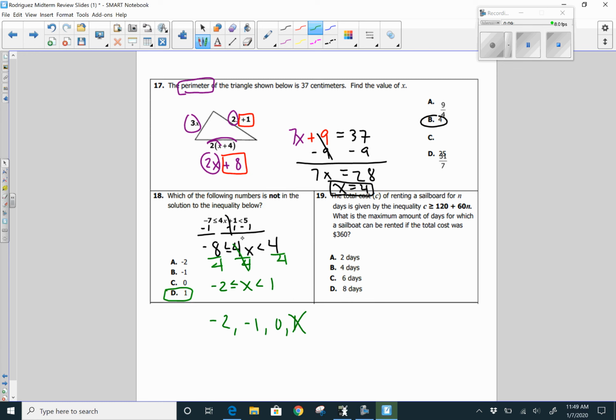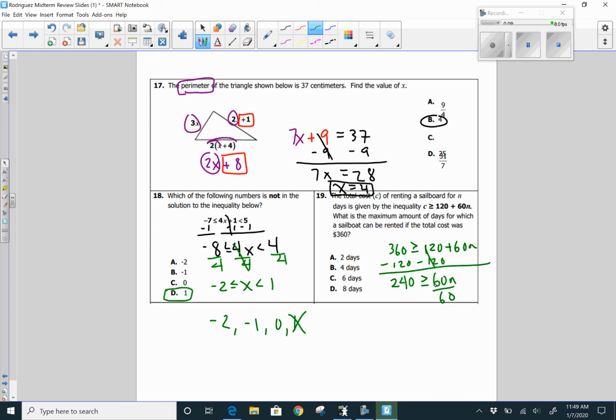The total cost C of renting a sailboard, what is a sailboard? For n days, whatever, is given by the inequality. What is the maximum amount of days for which a sailboat can be rented if the total cost was $360? So the total cost, which is C, they're telling us that this number is 360. So we have 360 is greater than or equal to 120 plus 60n. We know how to solve this. We've just been doing this all day. So 3 minus 1 is 2, 6 minus 2 is 4, 0 minus 0 is 0, greater than or equal to 60n, right? This just comes down.